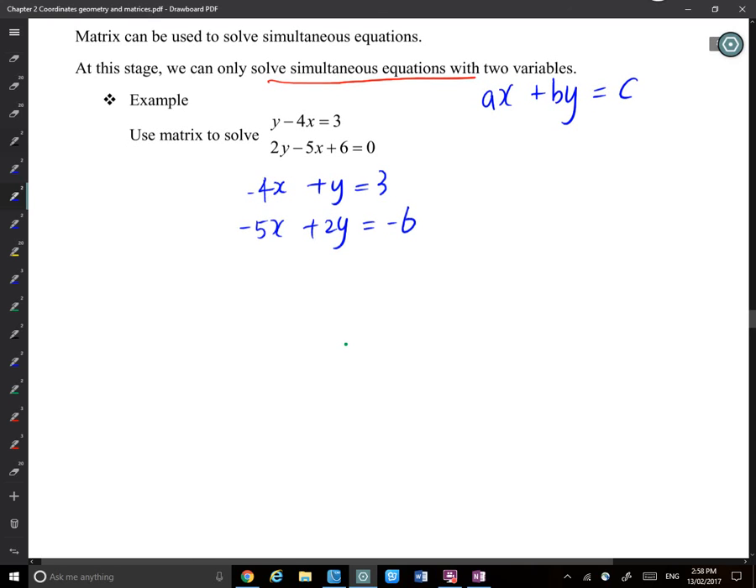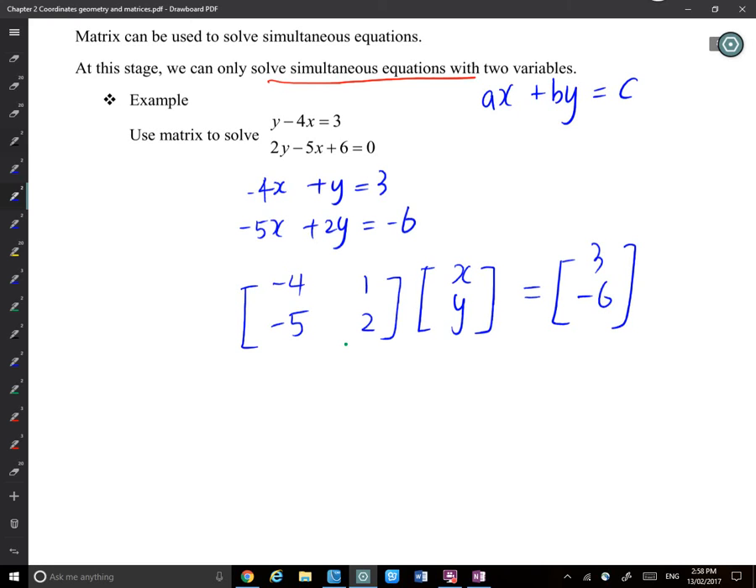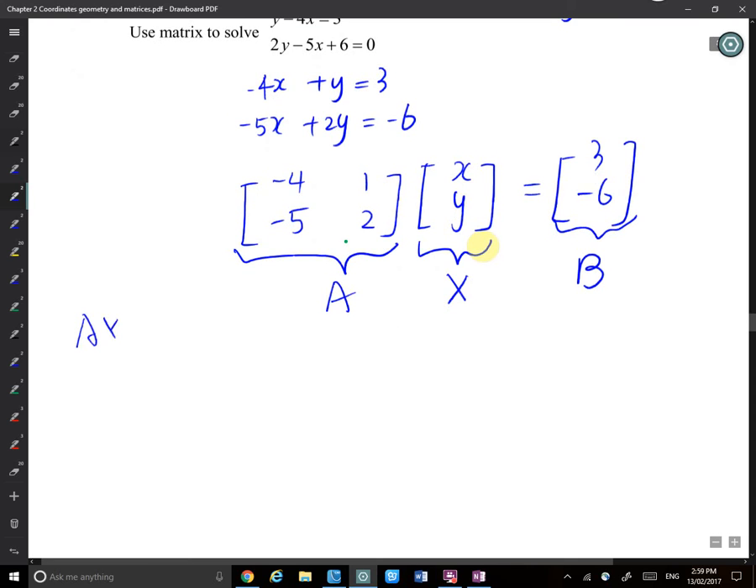And then how can we set up the equation? What we will say is minus 4, minus 5, 1 and 2, which are the coefficients of x and y, in front. And I'll put the variables x and y here. And that will give you the constants 3 and negative 6. How can we solve for that? Let's say that is matrix A, that is matrix X, what we're looking for, and that is matrix B. So we have AX equals B.